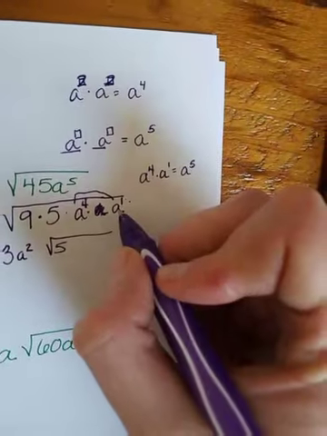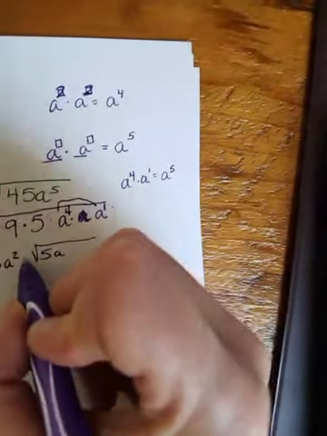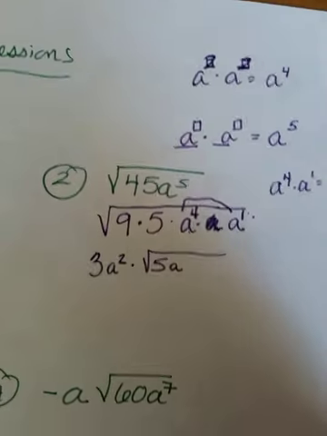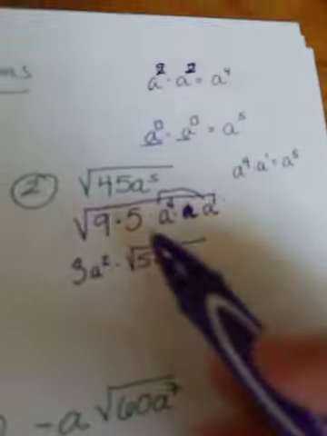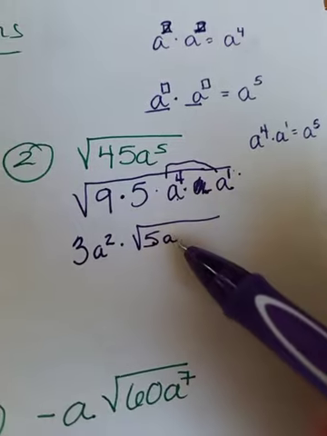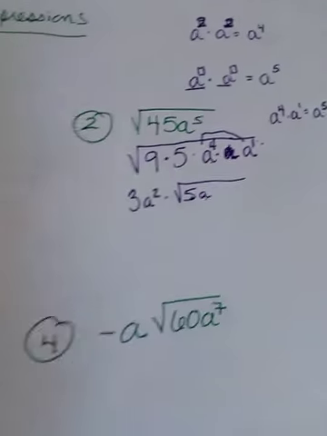And can you take the square root of just a to the first? The answer is no. This is technically multiplication. So your answer is 3a squared times root 5a. You know you're done because 5 doesn't have any perfect squares that go into it, and a to the first can't be broken down anymore.